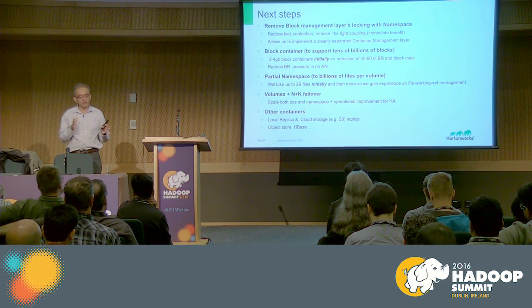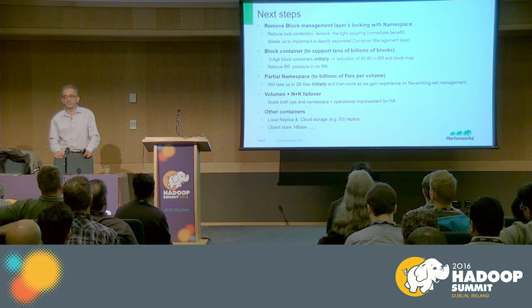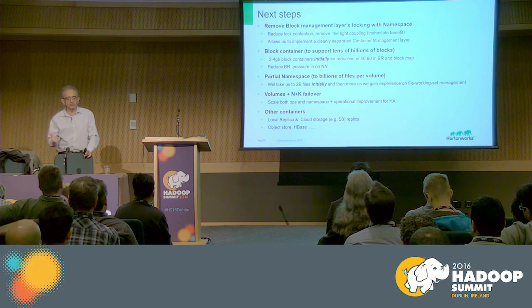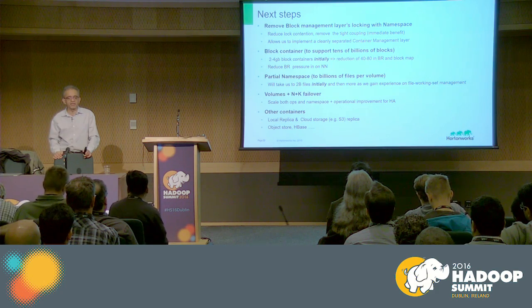The other one is the block container, and initially our goal is to have 2 to 4 gigabyte block container sizes, just because we believe that's what we should go with. They'll give you a 40 to 80 times reduction in block reports and block map, which means you will scale to a large number of blocks. Our goal is to go to tens of billions of blocks, over 100 billion. This will also reduce the block report pressure on the NameNode.